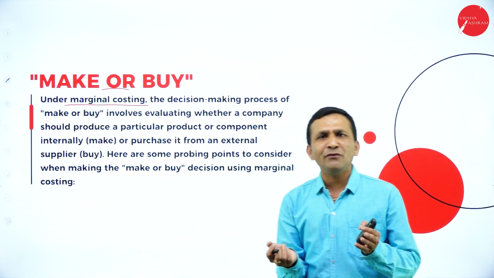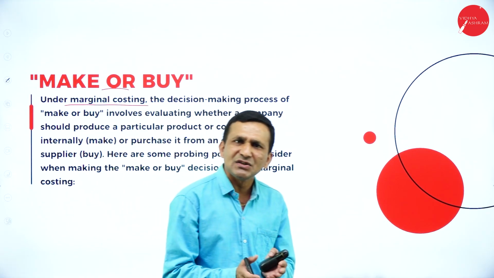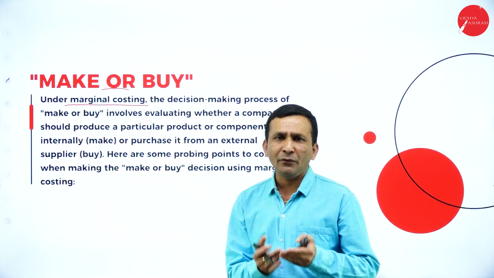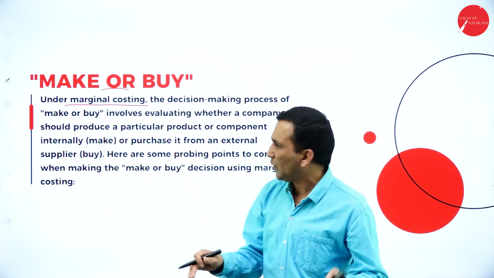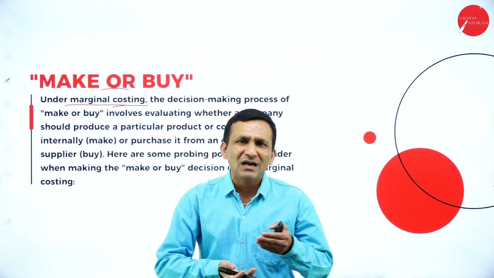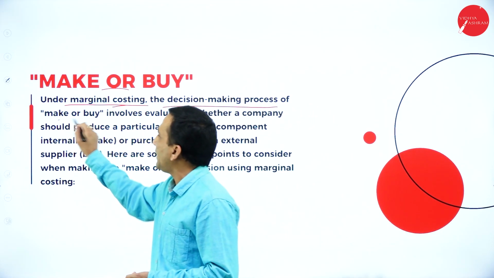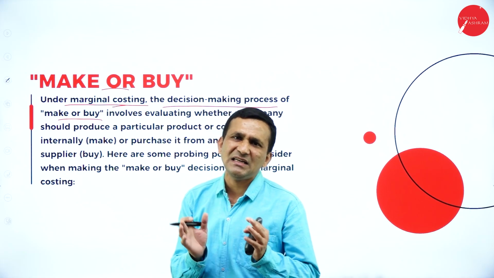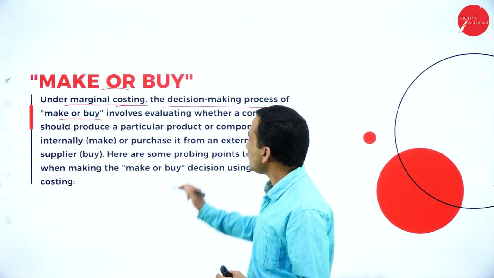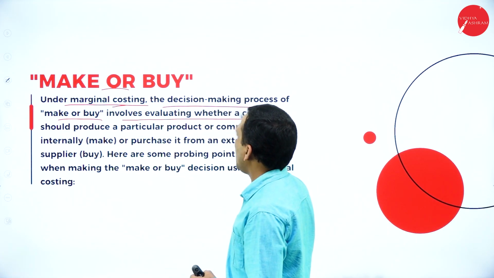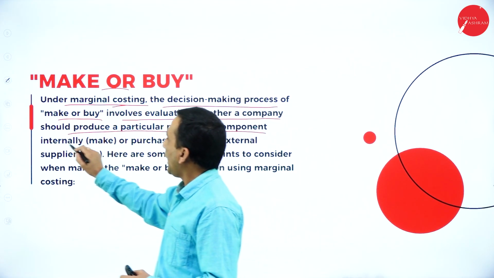The same statement we are following. The same labor and materials, variable cost, fixed cost, everything is very important. If I want to find out whether I am getting a profit or loss, it is with the help of the marginal statement only. So here the marginal cost means what? It is an addition. The decision-making process of make or buy is completely by the management. Either I go for make or buy from outside. It involves evaluating whether the company should produce a particular product or component internally.